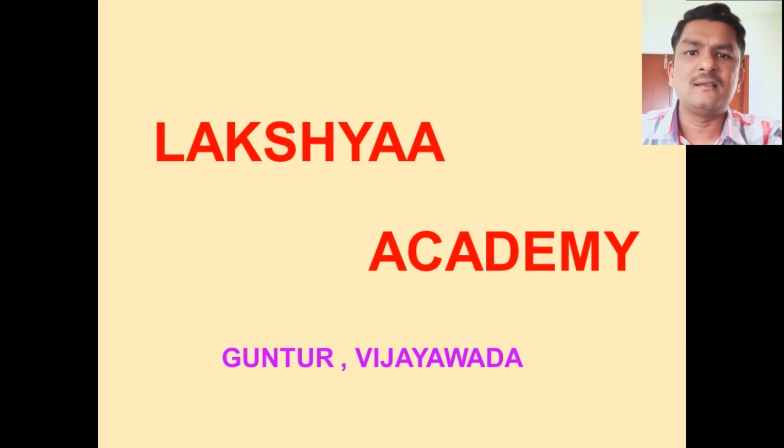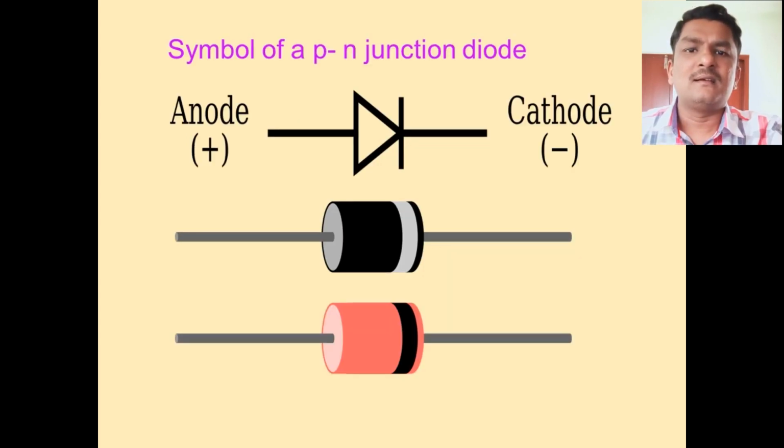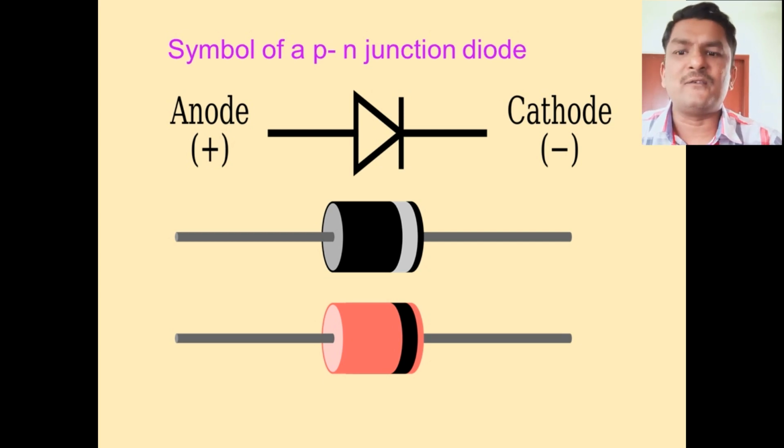First of all, this is the symbol of a PN junction diode. Actually, this is P-type semiconductor and this is N-type semiconductor. So this behaves as anode and this behaves as cathode.